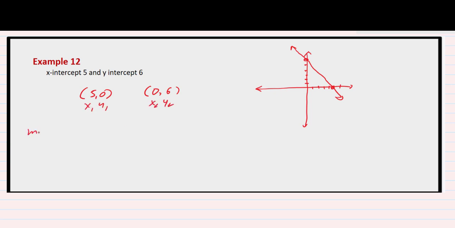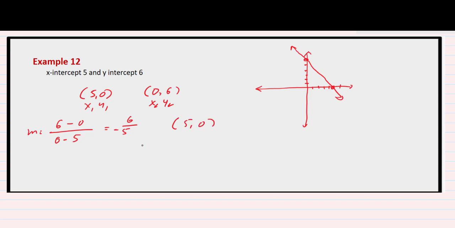So let's find the slope. The slope is y2 minus y1, 6 minus 0, over x2 minus x1, 0 minus 5. And that's going to be 6 over negative 5. Now we can use one of the points. So let's use 5 and 0 to find the equation.